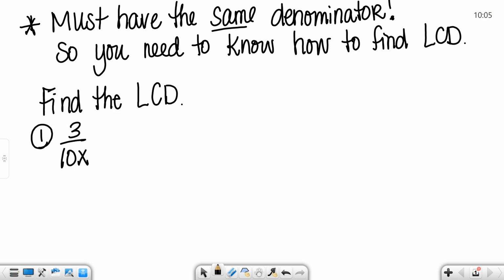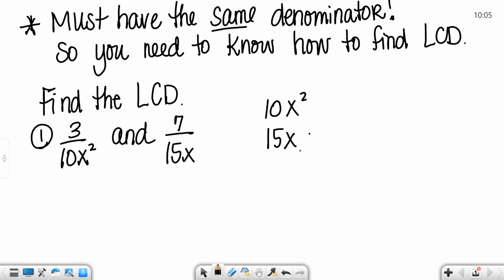So least common denominator. I'm going to give you two rational expressions that have different denominators. We have a denominator of 10x squared and we have a denominator of 15x. And we're going to find the least common denominator. There's a couple of ways you can do it. I like to make a list over here of what I have. I know that 10x squared is 2 times 5 times x times x. I know that 15x is 3 times 5 times x.